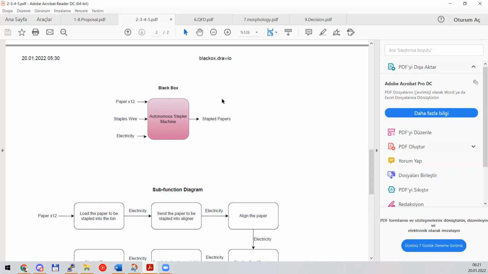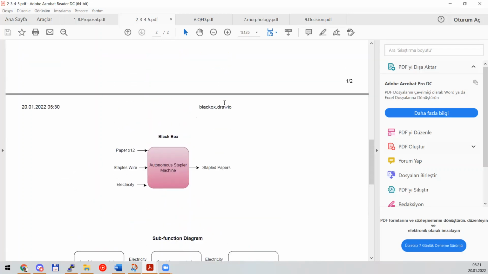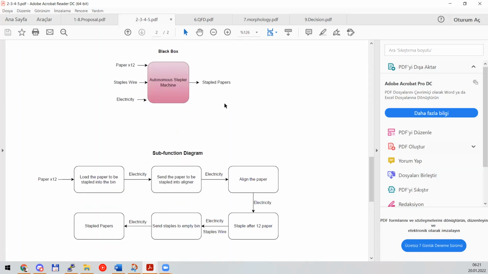When we look at the function tree, 12 pieces of paper are placed in the paper bin at the beginning. Then the papers are sent to the organizer by means of electricity. After the papers are arranged, they are stapled, and these stapled papers are sent to the empty bin. After this part is over, let's talk about QFT.